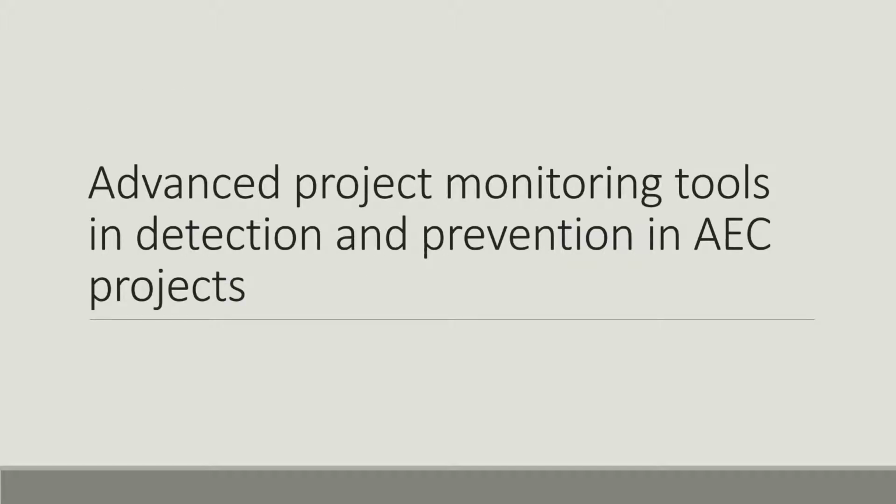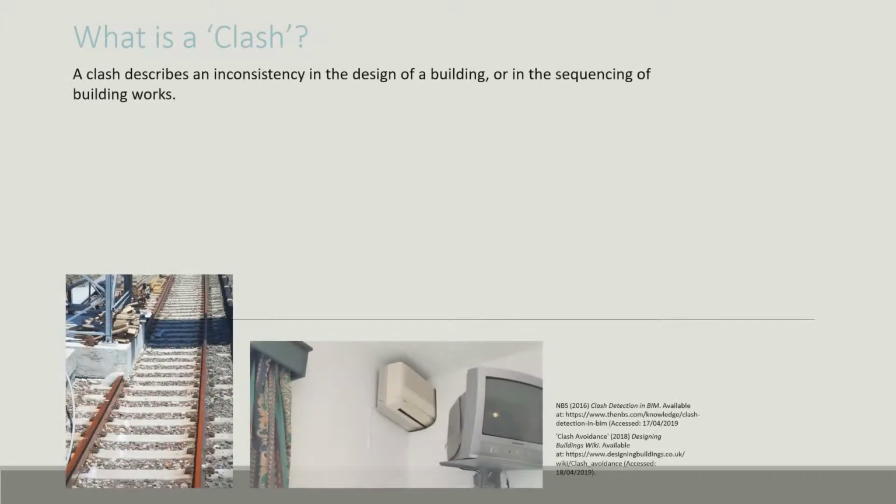Advanced project monitoring tools in detection and prevention in AEC projects. What is a clash? A clash describes an inconsistency in the design of a building or in the sequencing of building works. There are three main clash types: hard, soft, and schedule-based.